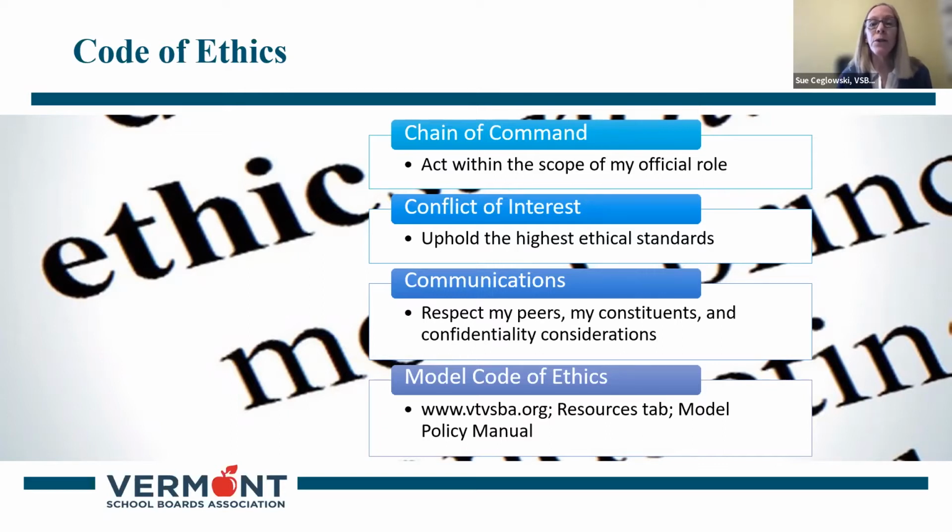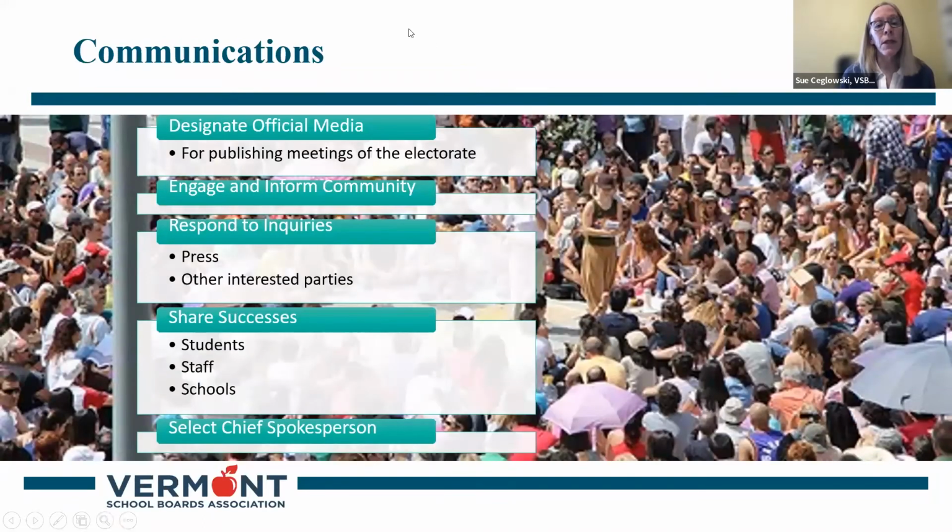Another operational issue is discussing and agreeing to a code of ethics, covering areas such as agreeing to act within the scope of your official role as a school board member, upholding the highest ethical standards, and respecting confidentiality considerations. There is a model code of ethics on the VSBA website. At this time, your board may also wish to agree on board norms, which will set the expectation for board members' behavior during meetings and connected to meetings. Setting up board norms is also something that might be a topic for a board retreat or a special board training.